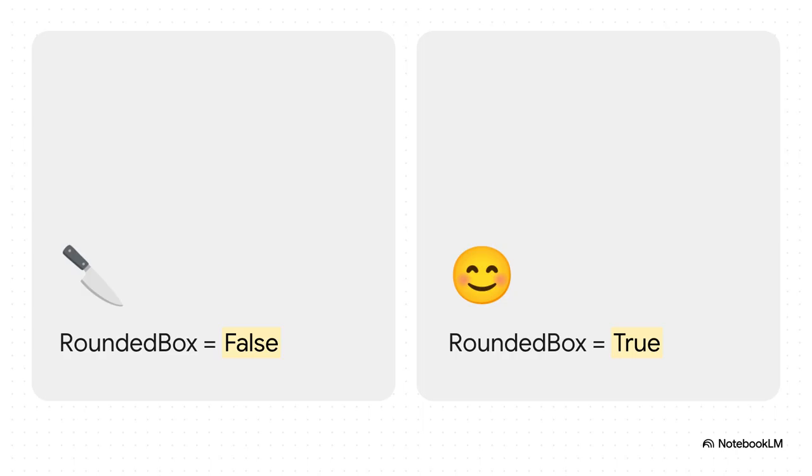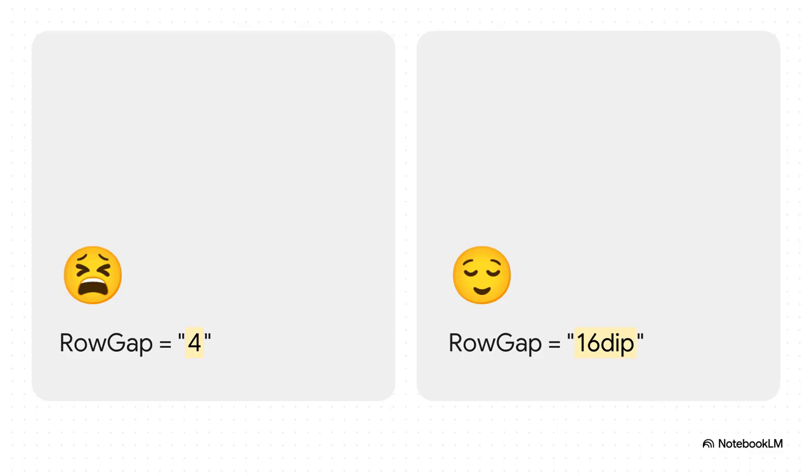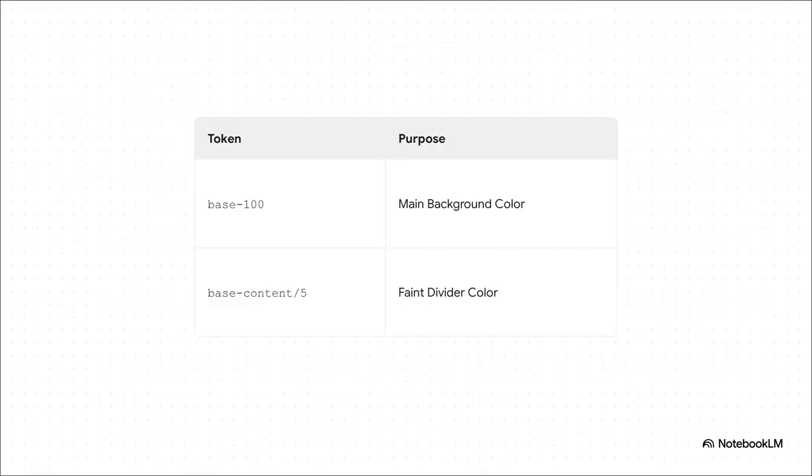So easy. You know, white space is so crucial for a clean design, and the row gap property gives you total control. Just look at the difference here between a gap of 4 and 16 dips. That extra space lets each item breathe, and it makes the whole list feel way less cluttered and a lot more polished. And when it comes to colors, you can just forget about hunting for hex codes. The component uses DaisyUI's awesome color system.